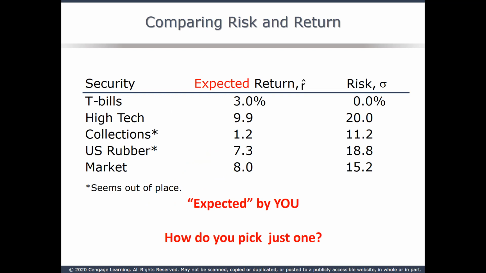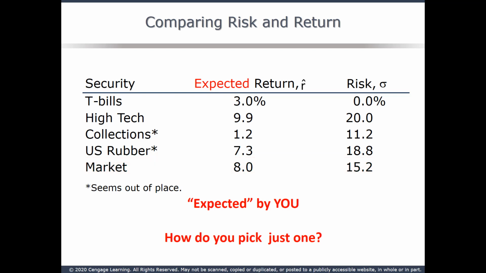Here we have the expected returns and standard deviations for all the assets in our sample group. T-bills, 3% return, 0 risk. High-tech, 9.9% return, 20% risk. Collections, 1.2% return, 11.2% risk. U.S. Rubber, 7.3 return, 18.8 risk. And the market, 8% return, 15.2 risk.